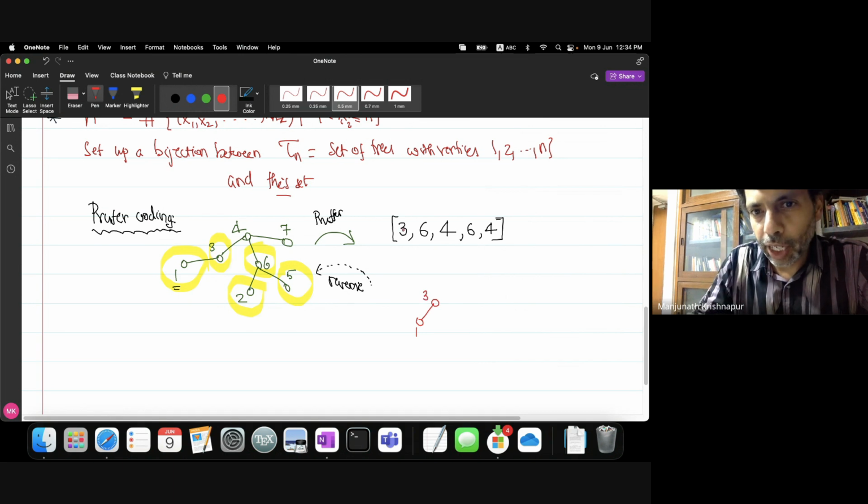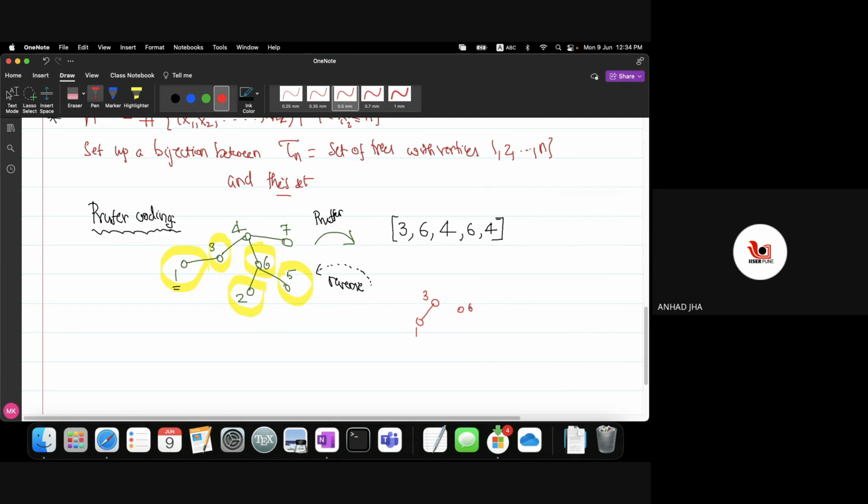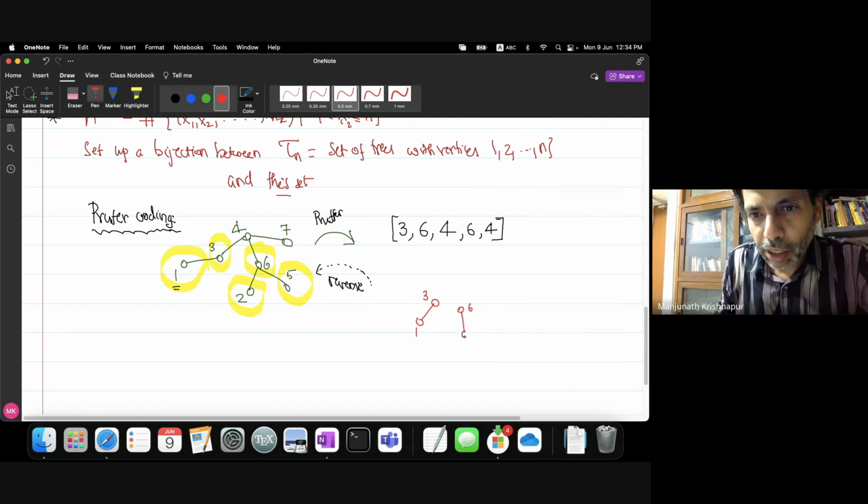Okay. So just looking at it, I can say that 1 is connected to 3. Next, the next leaf is connected to 6, so it must have been 2. 2 does not appear, 2 is a leaf. So 2 must be connected to 6. Next 3. So something is connected to 4.